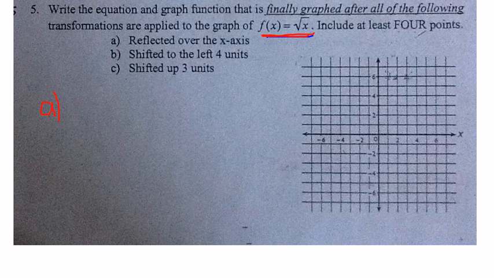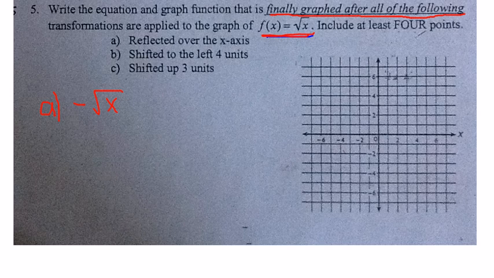Notice it says, right here, finally graph after all of the following transformations are applied. So I need to make sure that I apply all of them and then look at one final graph. So reflect it over the x-axis. To do that, I need to put a negative sign in the front of my square root symbol.